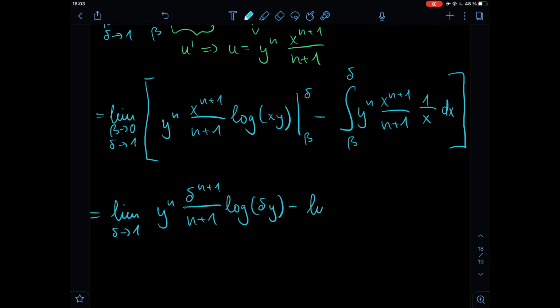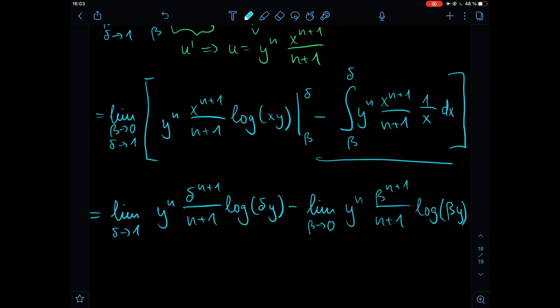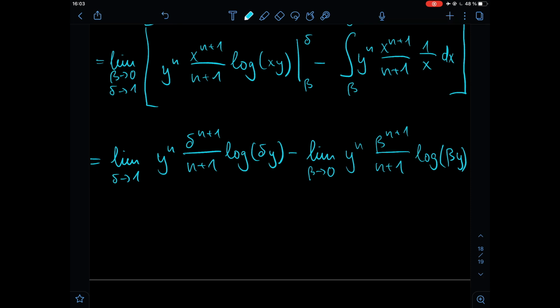Then we have minus the limit. Now we have beta going to 0, y to the power of n, beta to the power of n plus 1 divided by n plus 1 times log of beta y. Okay, I will not write the solution to this integral down yet, because first I want to deal with those limits here, because they are kind of tricky.